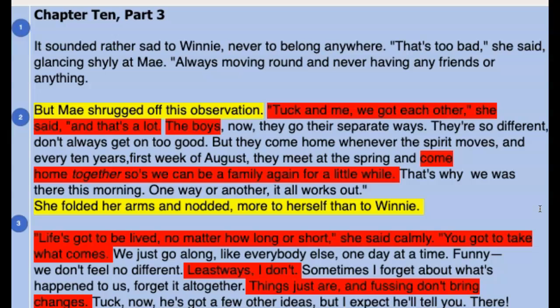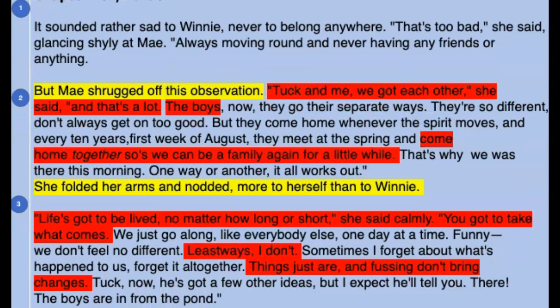She folded her arms and nodded, more to herself than to Winnie. "Life's got to be lived, no matter how long or short," she said calmly. "You got to take what comes. We just go along like everybody else, one day at a time. Funny, we don't feel no different. Leastways I don't. Sometimes I forget about what's happening to us. Forget it altogether. Things just are, and fussing don't bring changes. Tuck, now, he's got a few other ideas, but I expect he'll tell you. There. The boys are in from the pond."